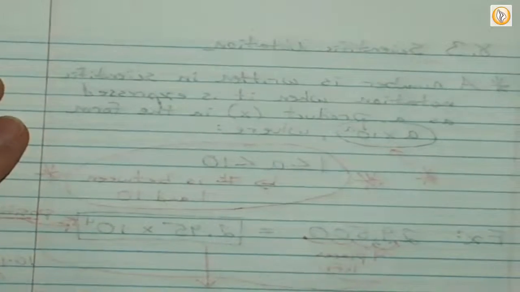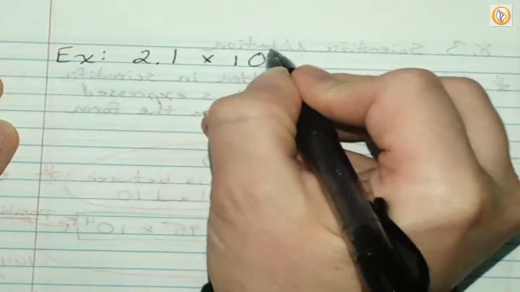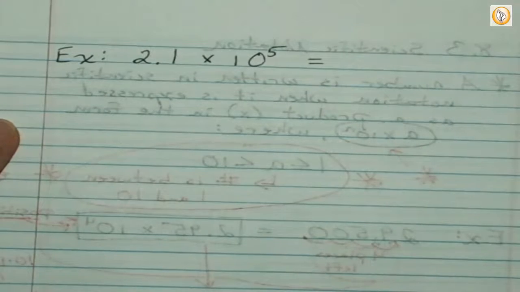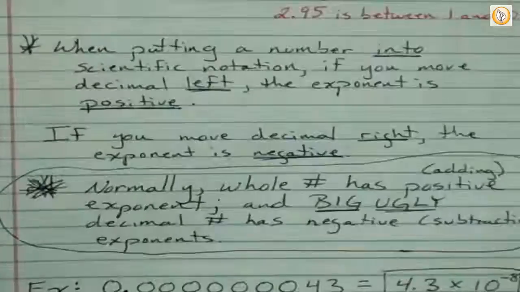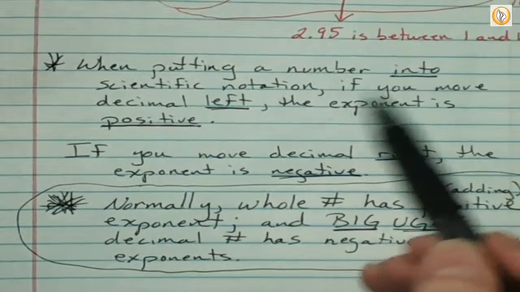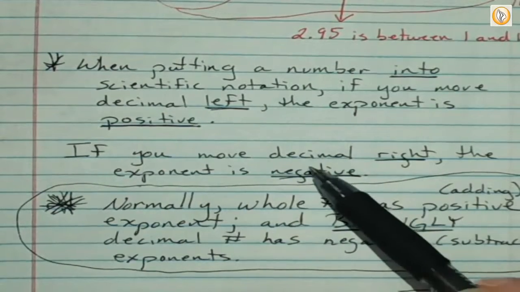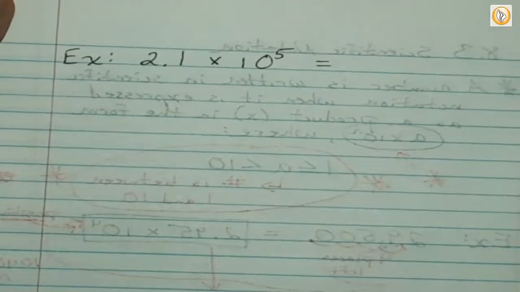Now, let's do another example. What if they give you the scientific notation? This is where that other rule is confusing. And they want you to put it into a regular number. Now, if you memorized this over here, keep in mind this is putting it into scientific notation. If you move the decimal left, if you move the decimal right, okay? But that's different here. It's already in scientific notation. They want you to take it out.